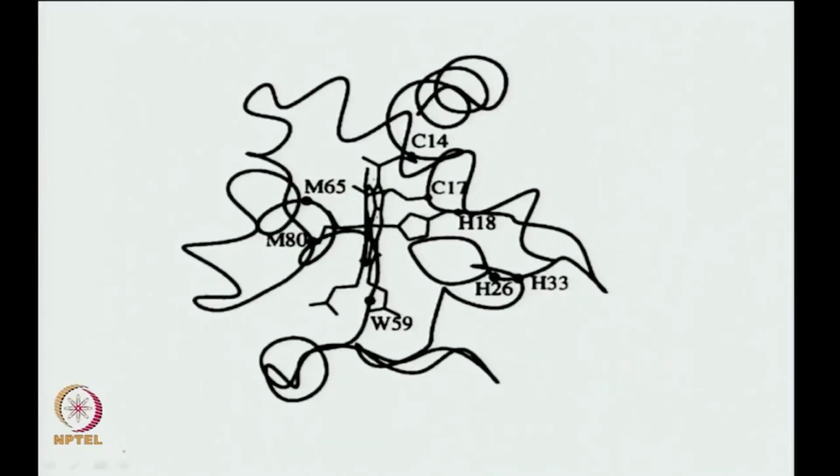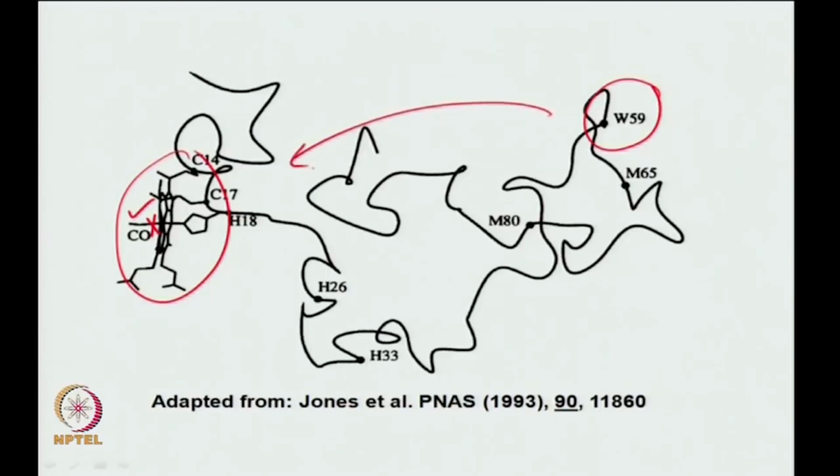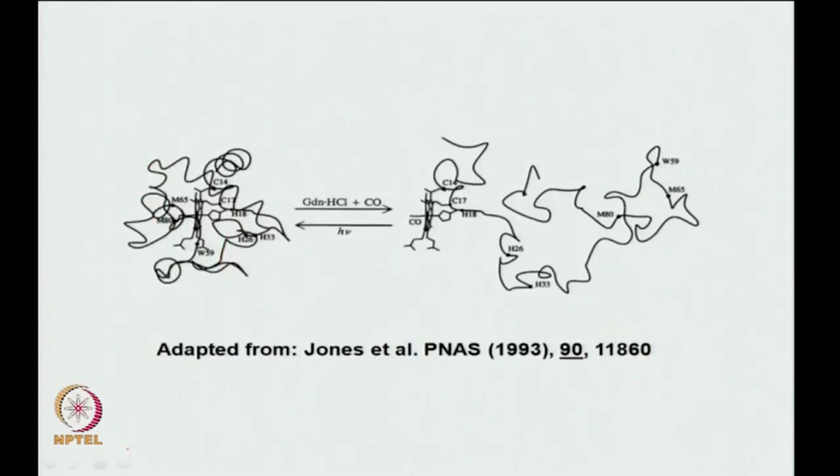If this is your folded state, this is the folded state, you have the tryptophan, and you have the heme in the middle. This is the unfolded state where you can see where is tryptophan, the tryptophan is here, the heme is here, right, and this is your CO. Okay. That means, if you would now break this bond, what would happen? It would go back to the folded state, and this tryptophan would come closer to the heme in the folded state, right. So, in a nutshell, this is what it shows.